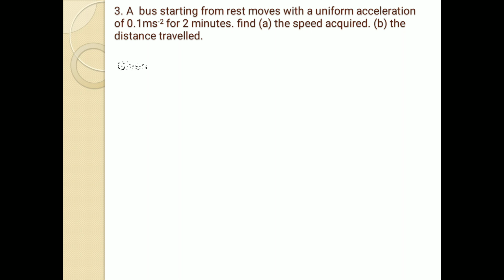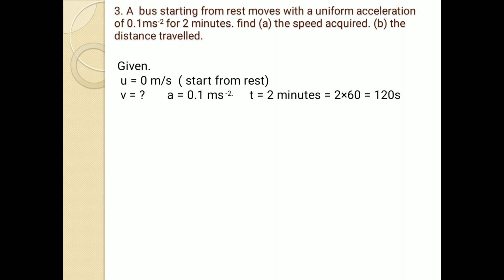Okay, first we'll write given. So what they have given? A bus starting from rest means u is equal to 0 meter per second. Start from rest. Next, final velocity we have to find out, speed acquired. Acceleration they have given 0.1 meter per second square. And time they have given 2 minutes. We have to convert into seconds because acceleration is in meter per second square. Is it clear? So 2 minutes we need to convert into seconds. So 2 into 60, that is equal to 120. So this is what they have given, and we should find out S also. S value also we need to find out.